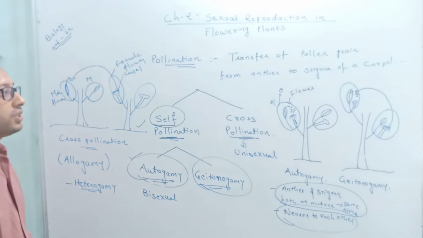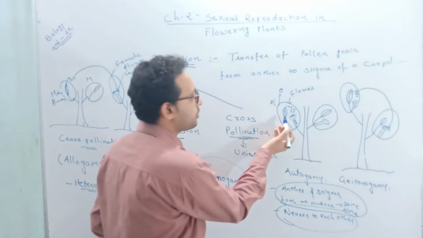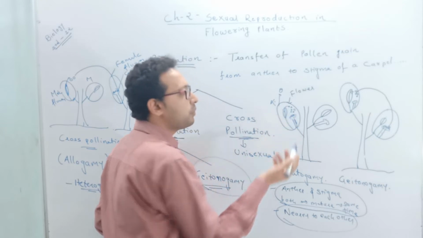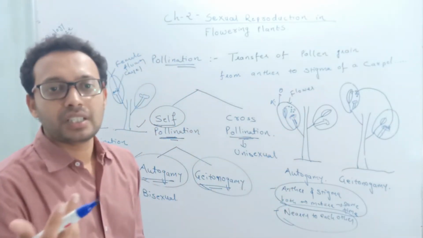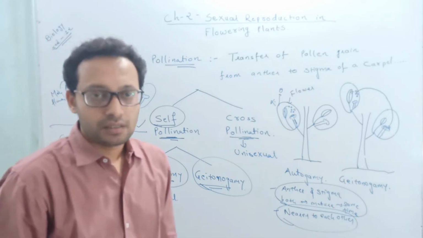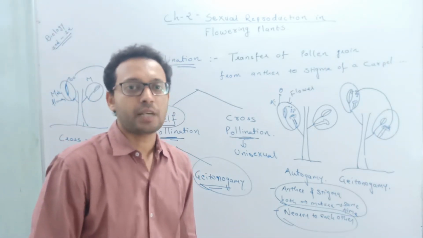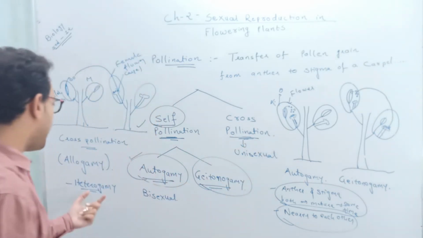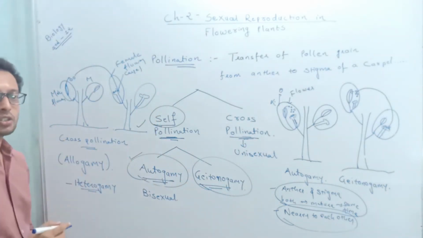When they become mature at different times, suppose the anther becomes mature and the stigma doesn't become mature. So the pollination process is not sufficient to produce fertilization. The living organism is not capable of fertilizing, so this is not possible. But heterogamy promotes cross pollination.